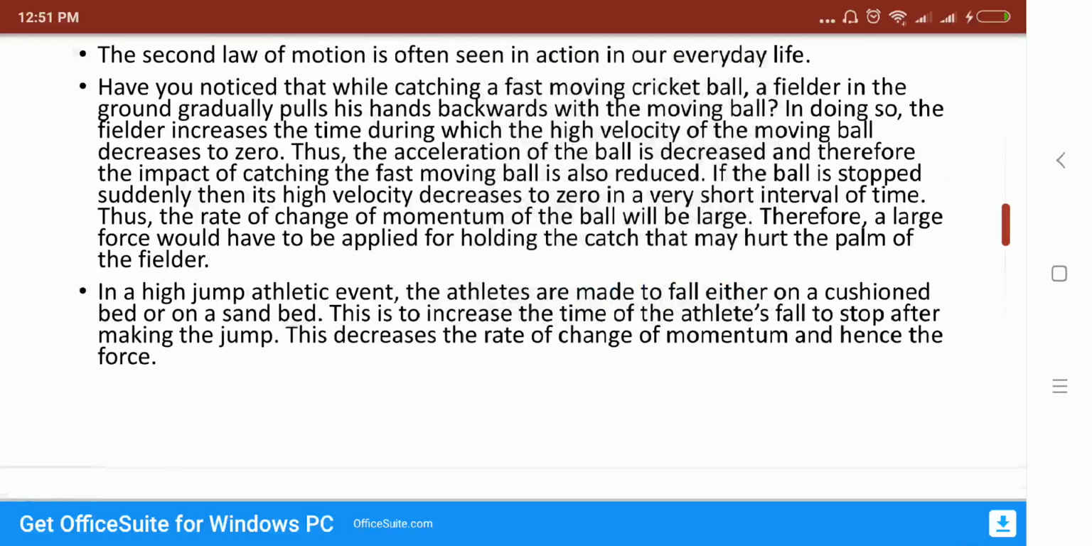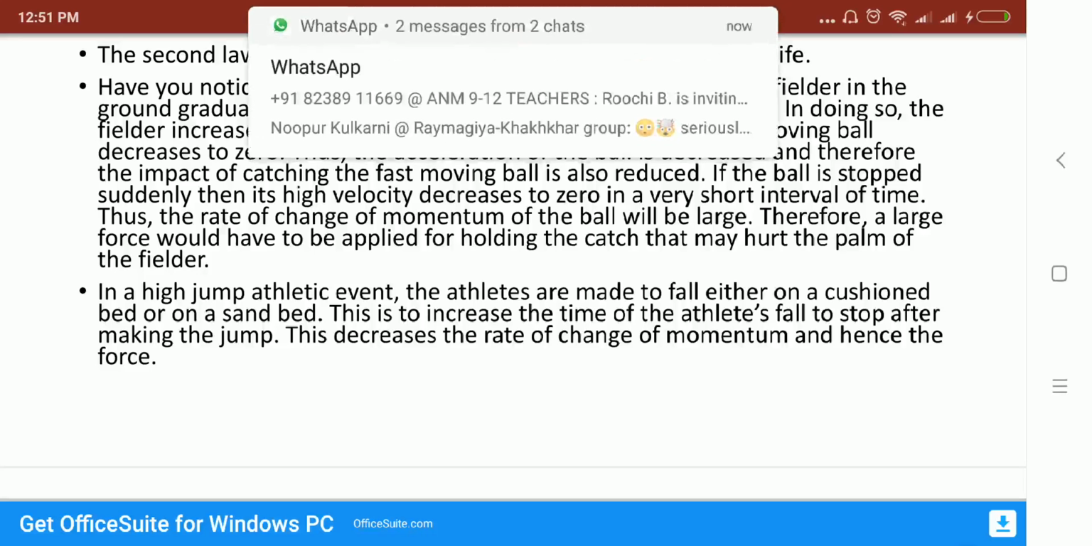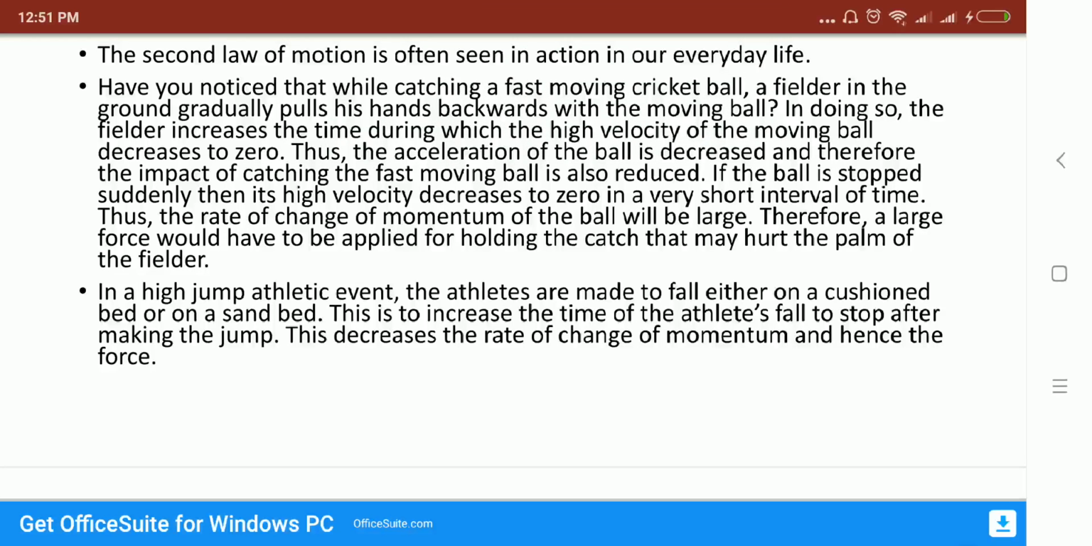Likewise, in athletic events like the high jump, the athletes fall after jumping onto the cushion bed or sand bed. Why is this so? While they are falling onto the cushion bed or sand bed, the time duration increases.